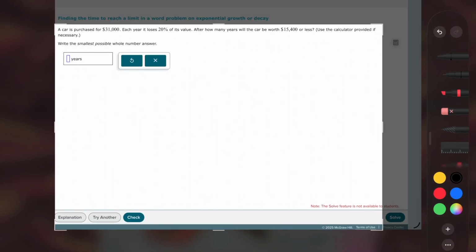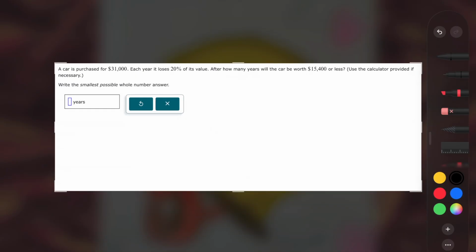And we can do it the way that they do it, but I do think it's helpful to know how to do that in the calculator. So if it loses 20% of the value, that means it's keeping 80% of its value. So 0.80 to the first power is keeping 80% for the first year. 0.80 squared, now it would be worth 64%.